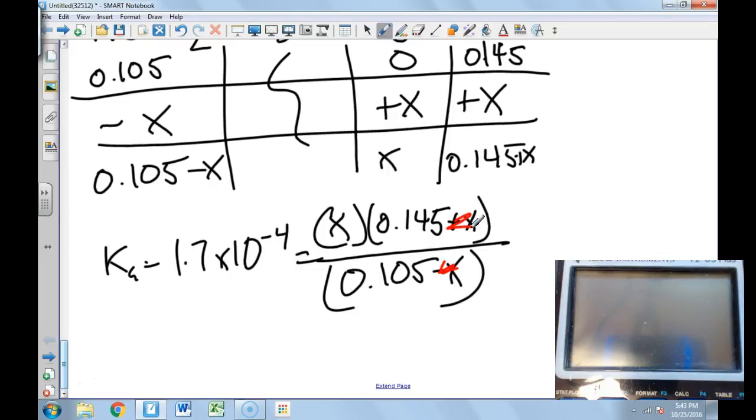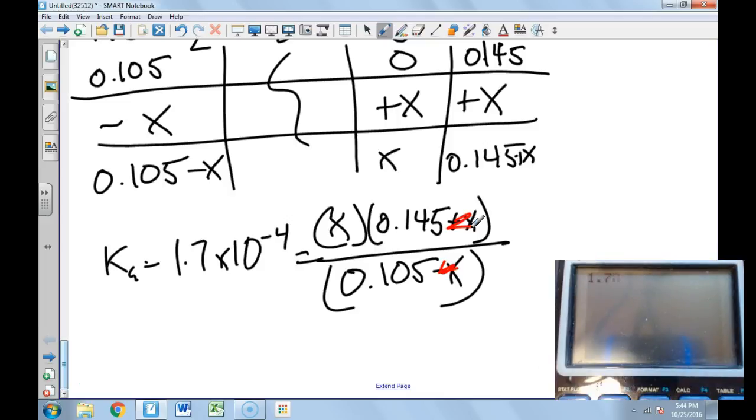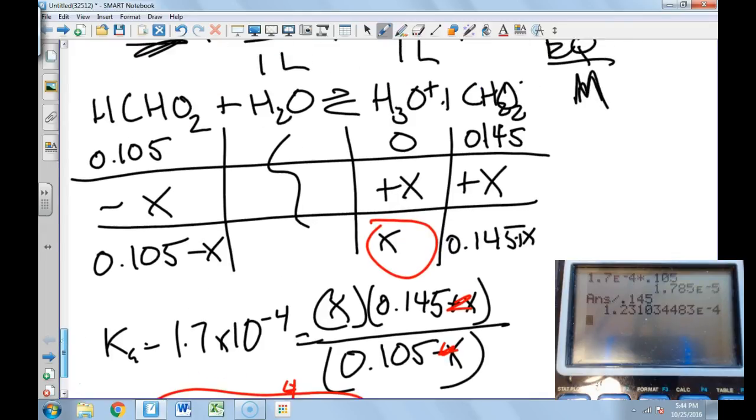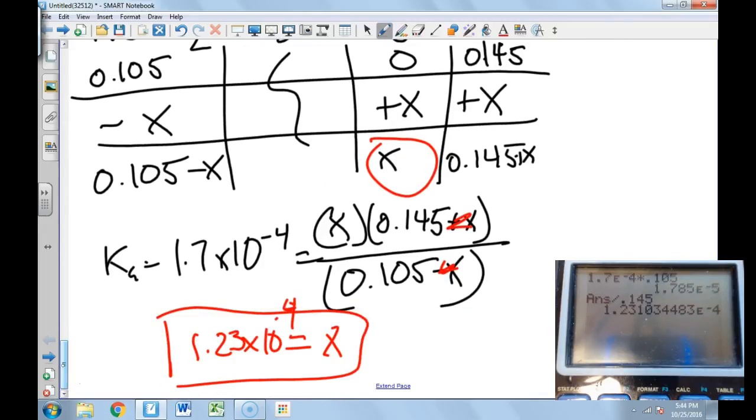And so now we can solve this part of the problem. So we go 1.7 times 10 to the minus 4th times 0.105, and then we divide it by 0.145. And so we get x equal to 1.23 times 10 to the minus 4 molarity. And that happens to be the concentration of H3O+.